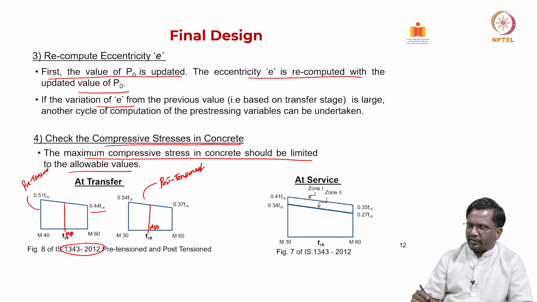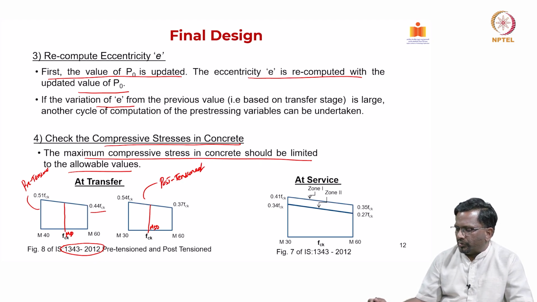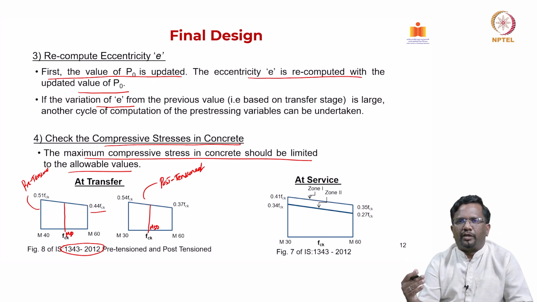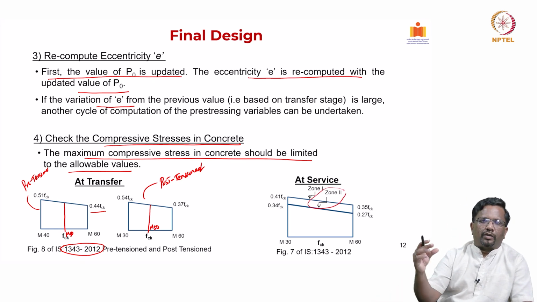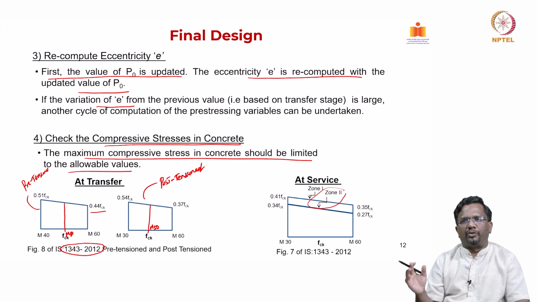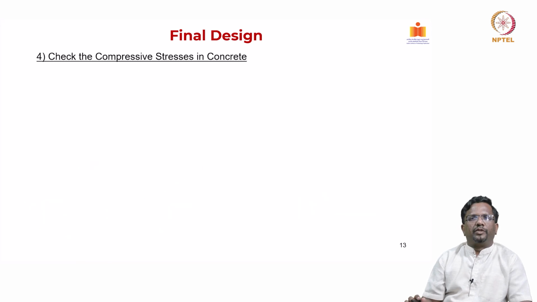Now, this is for service. This is at transfer. Again, at service, there are two zones that are given, zone 1 and zone 2. In zone 1, you can go for a slightly higher stress. These are the permanent stress zones, and these are your transient zones where for some period of time, due to construction loads and so on, you can allow slightly higher stresses. Okay. So, this is for the stress limits.